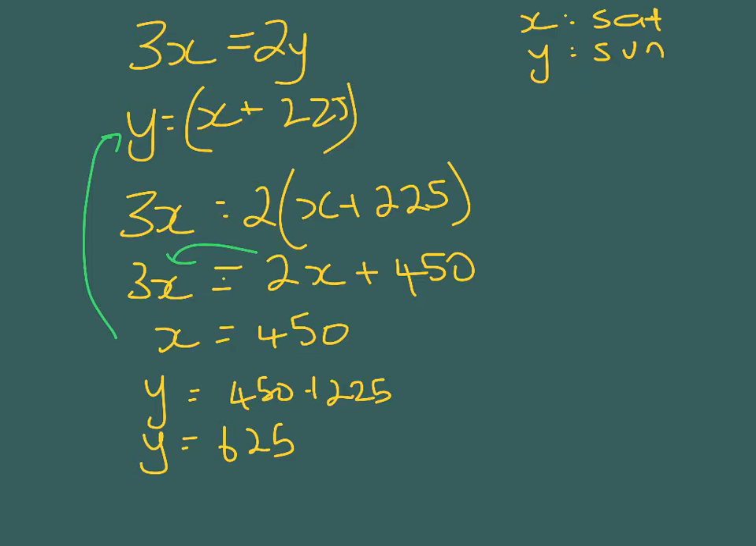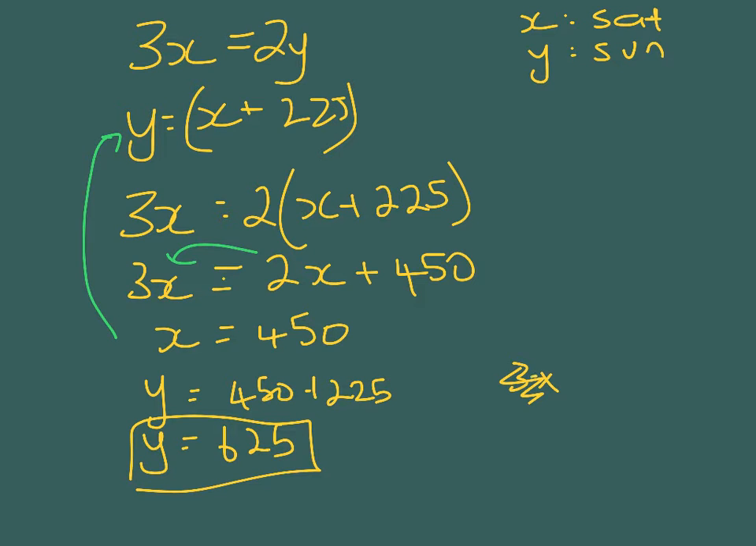And so if we go back to the original question, where it said that it's $225 more, yeah, that works out, and that 3 lots of x is equal to 2 lots of y. So if we went 3 times 450, that equals 2 times 625. So that all works out. That's basically your answer. Well, that's the first part of the answer.